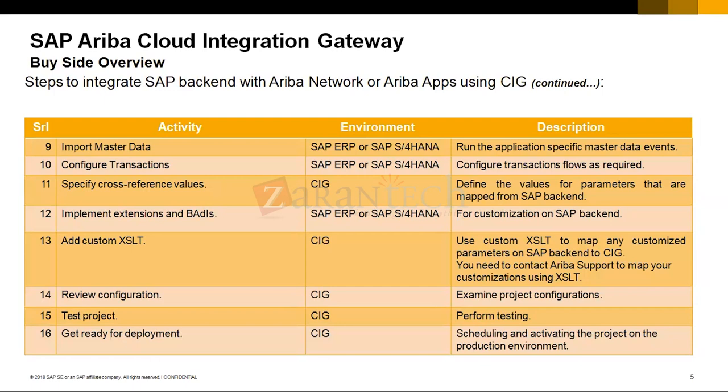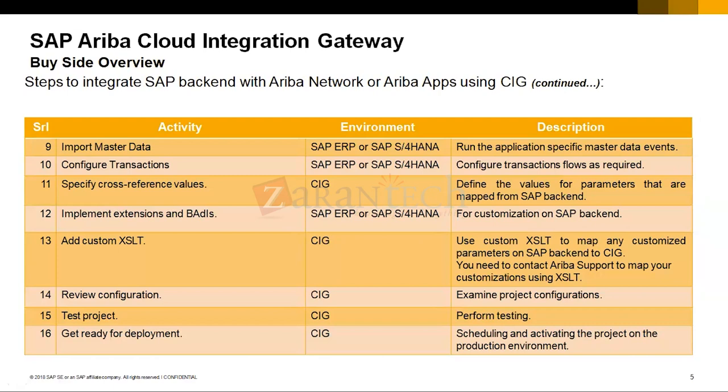Okay. Then apart from that, at the last, we have to review all the configuration. We have to perform end-to-end testing, the comprehensive testing. And if your testing is okay, that means you are now ready for the deployment. So these are the different things we have to perform as part of the CIG implementation with the help of the different team members.